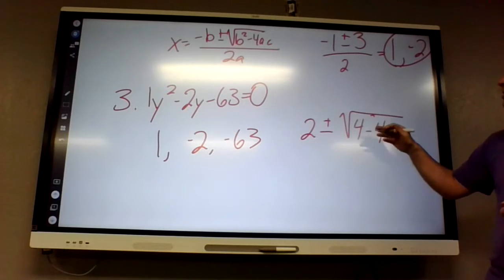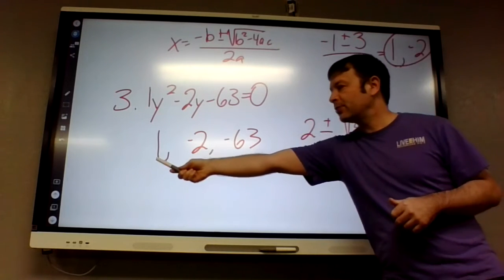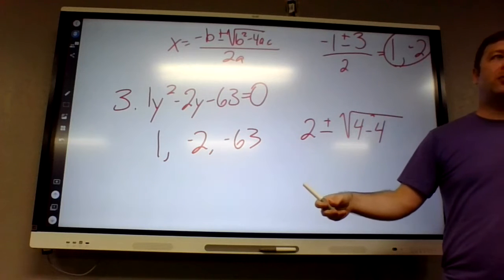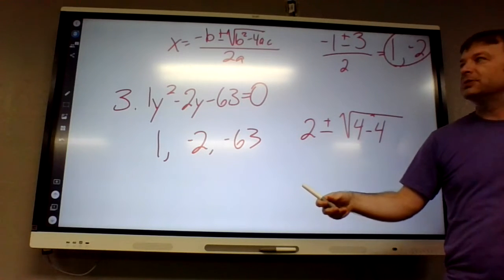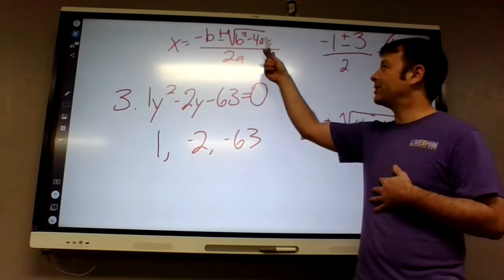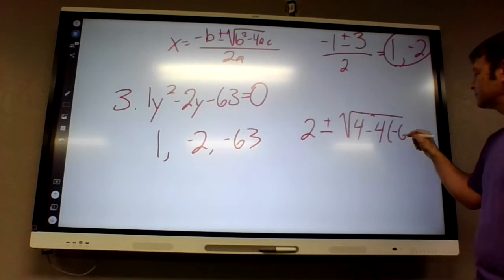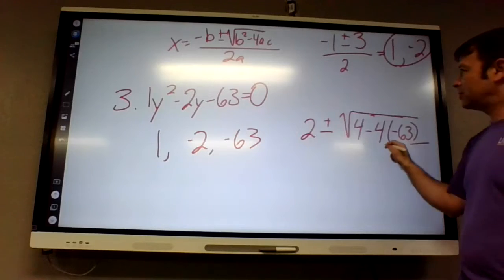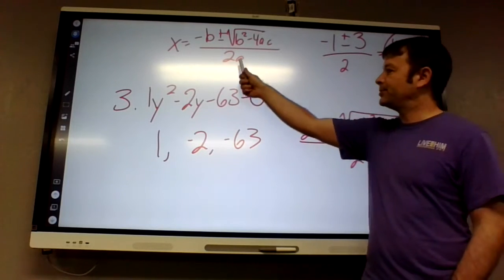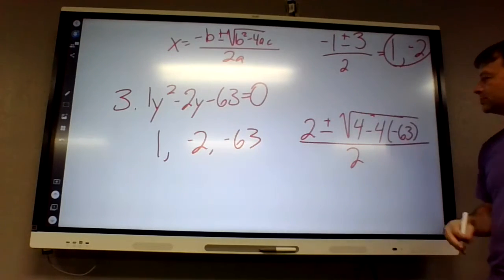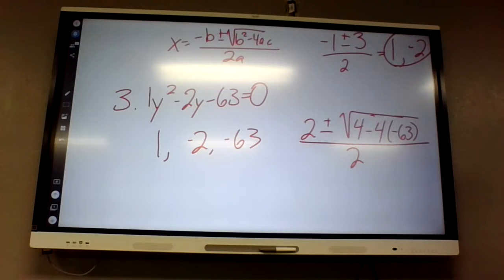Minus 4 times a, 1. Now, if we multiply by 1, does that do anything? No. So you can kind of skip that if it's a 1. Times c. All over 2 times a. 2 times 1 is 2. So you don't necessarily need to plug in every little thing. If you can simplify it a little bit in your head, it'll save you some time.